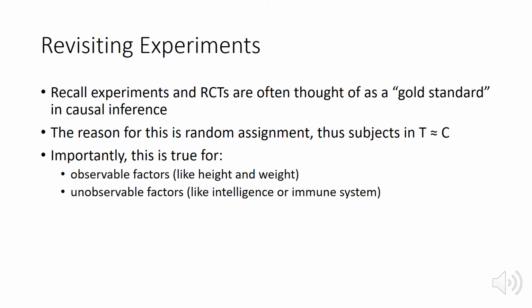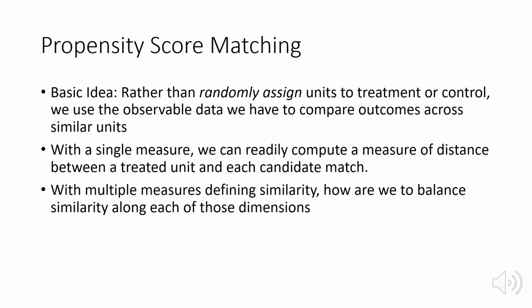Importantly, with the treatment group looking like the control group, that's true for observable factors, things we can measure like height and weight. But it's also true for unobservable factors, things like how robust you are or how smart you are. Today, with propensity score matching, we're basically trying to mimic that balance you see in experiments without actually experimenting. What does that mean? We're going to group units based on how similar they are, rather than assign units into a treatment or a control.